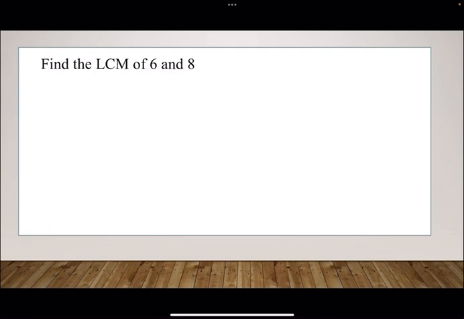I'd like you to try and find the lowest common multiple of 6 and 8. Pause the video and have a go. And once you're finished, press play and we'll do it together.